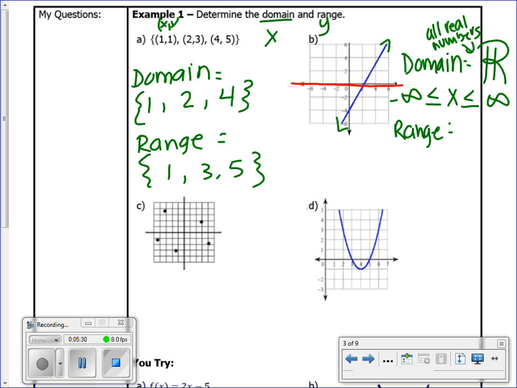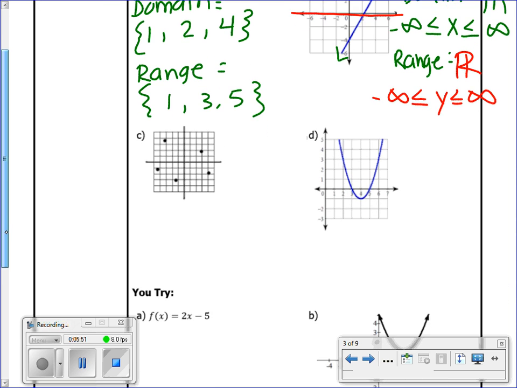So again, our range is all real numbers, or negative infinity less than or equal to y less than or equal to positive infinity. And this is kind of a harder concept to understand. Basically, if it doesn't have a stopping and ending point, they're approaching infinity and negative infinity.